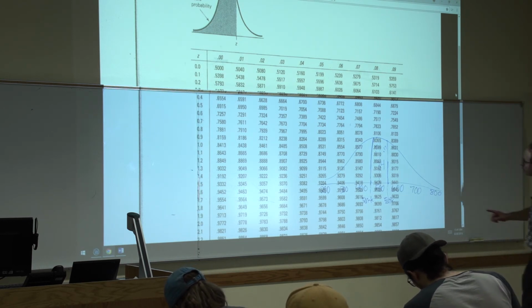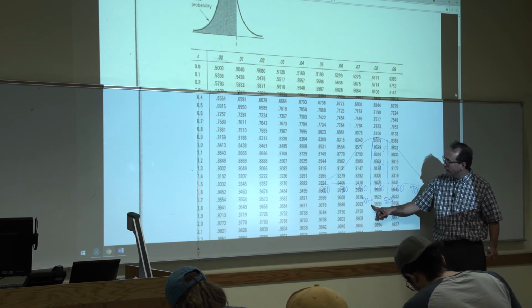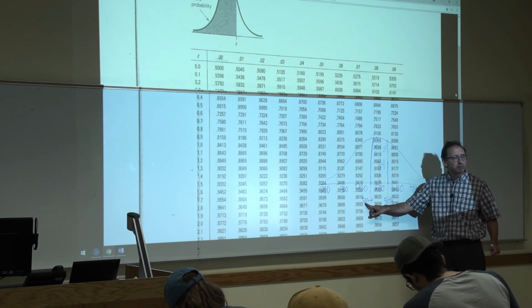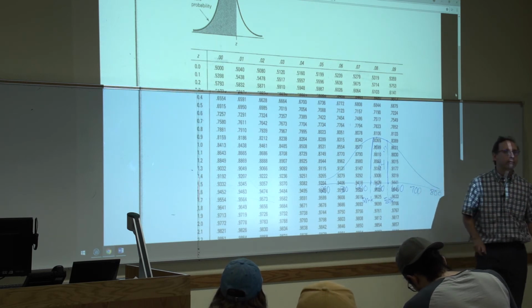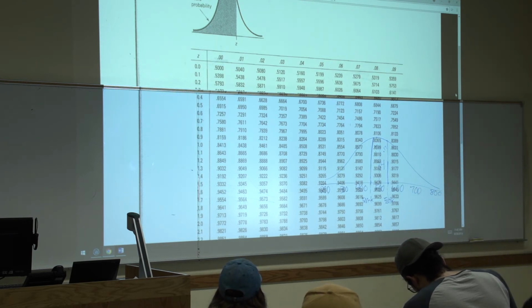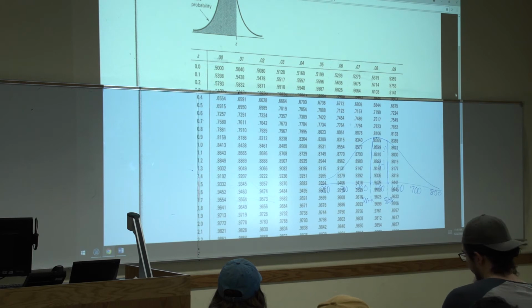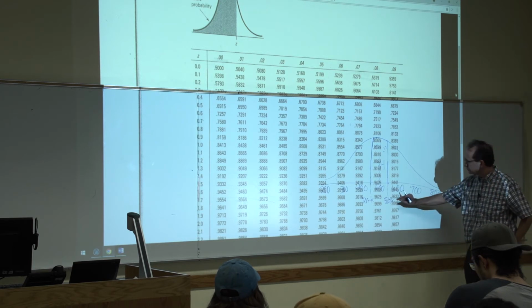Now you could also work with this value over here. You can say that the area under the curve to the left of 500 minus k is what? What's that going to be? 0.33, right? So either way you can, but anyway, let's just go ahead and work with this one here.